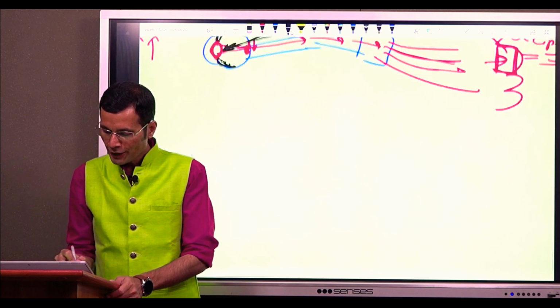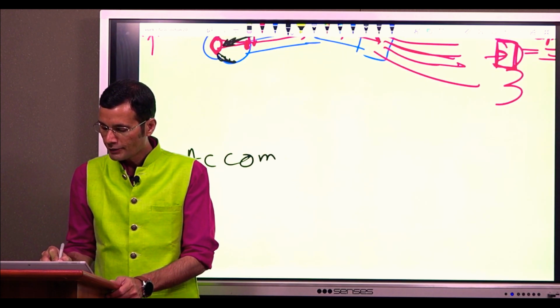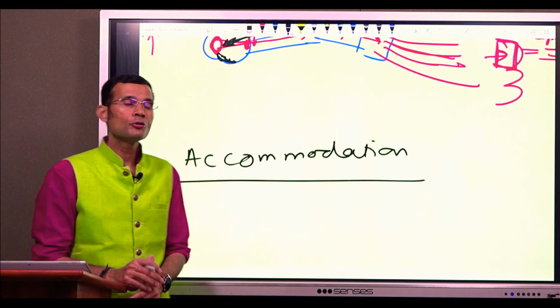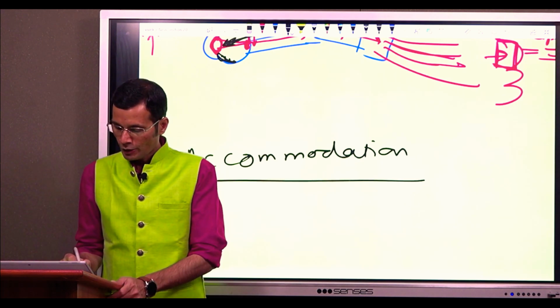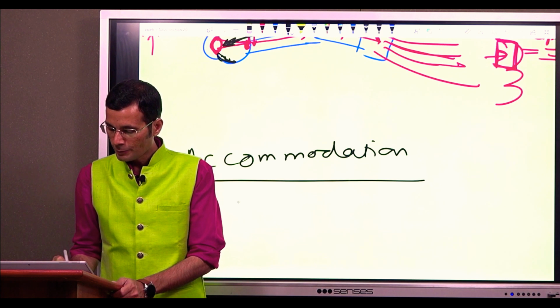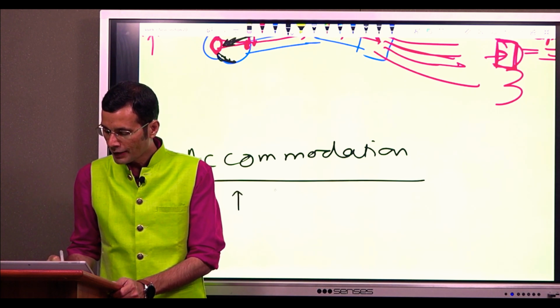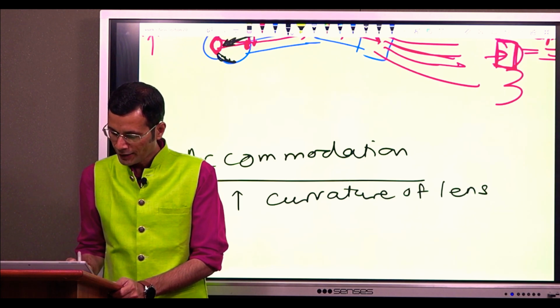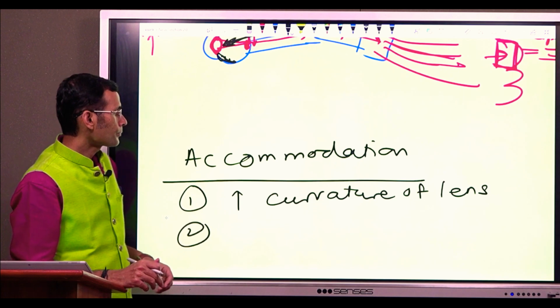So, accommodation reaction is changes that happen in the eye in order to see the near object. First was increase in the curvature of the lens inside the eye, the crystalline lens of our eyes.